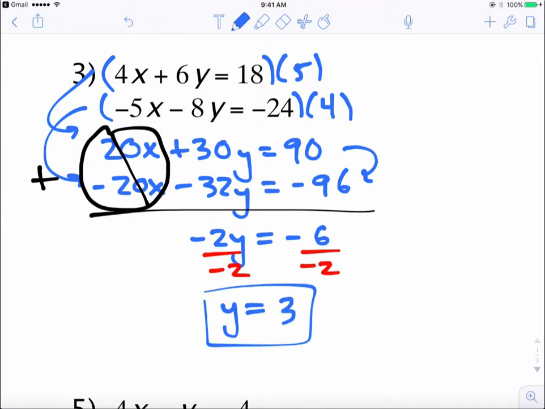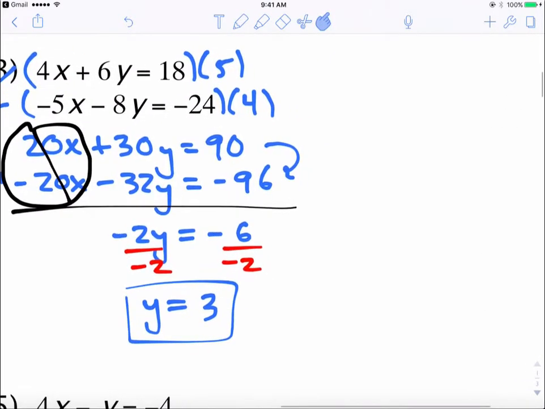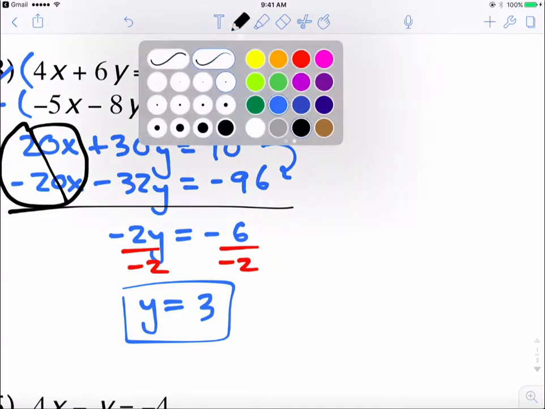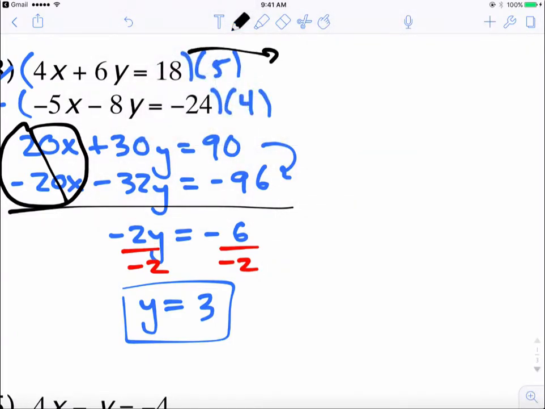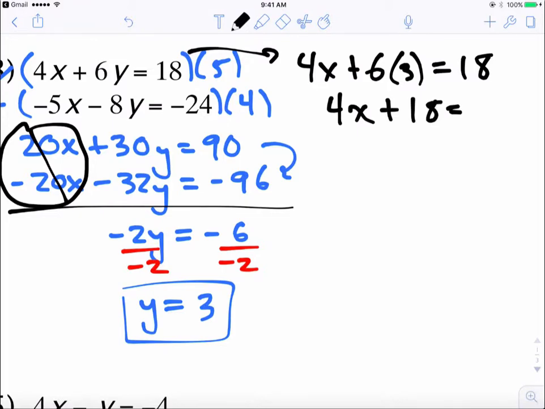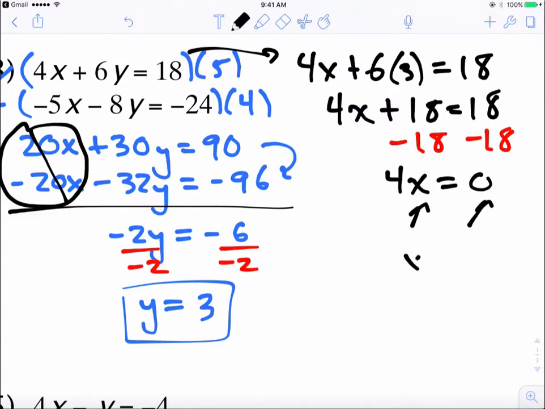Awesome. Now we can substitute that into either of our original equations to find our x value. So we know that 4 times x plus 6 times y, with y being 3, is equal to 18. So we have 4x plus 18 equals 18. Oh, wow. When we subtract 18 from both sides, we end up with 4x equals 0. And I ask you, what number multiplied by 4 will give 0? Yeah, x has to equal 0.